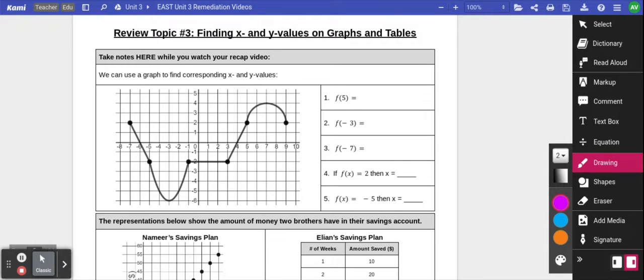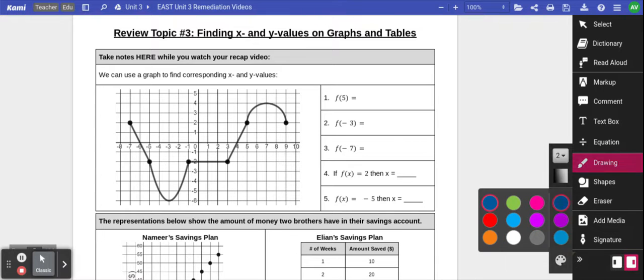Hi everyone, and welcome back for review topic number 3, which is all about finding x and y values when you have a graph or a table to look at. So, what we're going to be doing is giving you an x value and asking you to find the y value, or giving you a y value and asking you to find the x value.